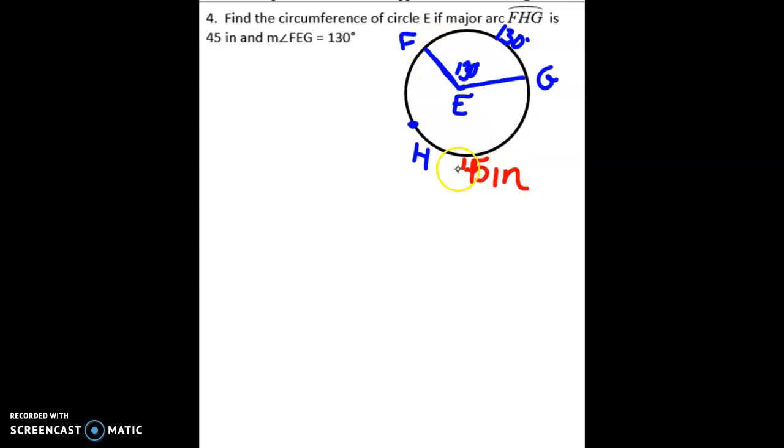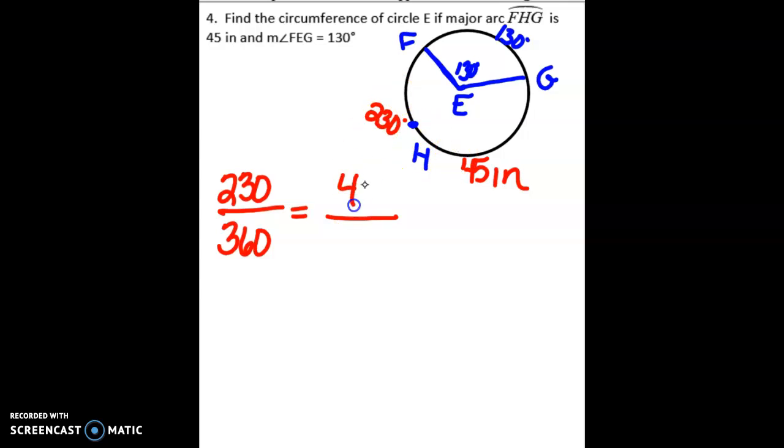We would also need to figure out what the major arc measure is in degrees. So if this is 130, this has to be 230 degrees because there are 360 degrees all around. So if we're looking for the circumference, we're going to say the arc measure of 230 over the whole circle of 360 would be the arc length of 45 over the whole thing around, which is the circumference, and they told us that was what we're looking for, so we're going to call that x.